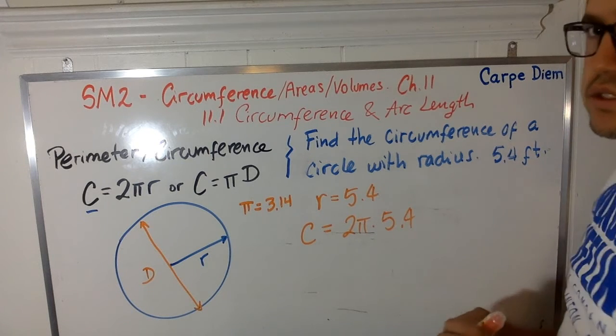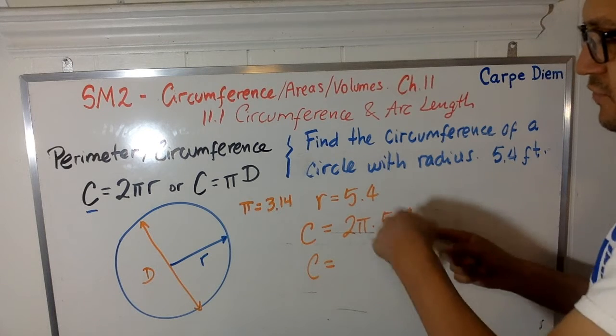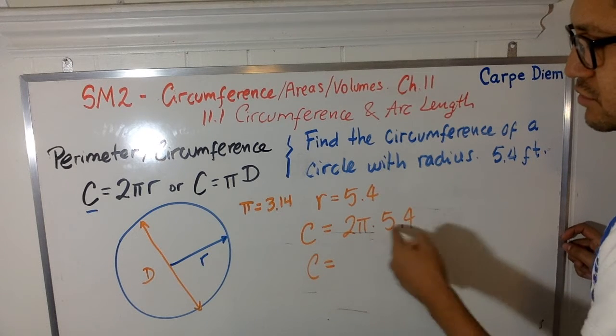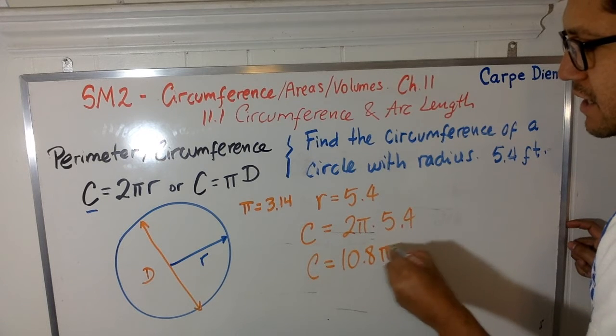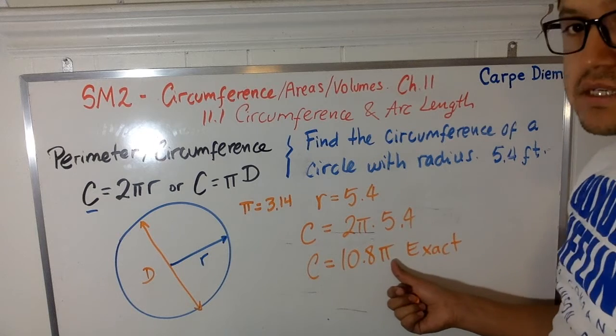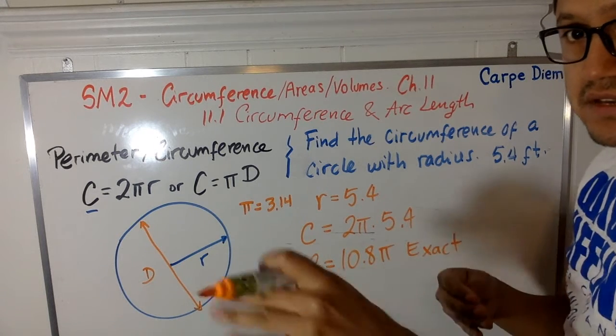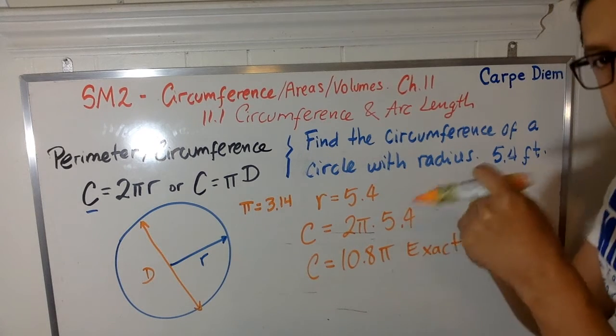All right, so we can do two things. We can give an exact answer which will involve pi, so you just have to multiply 2 by 5.4, which is 10.8 pi. This is the exact answer. Pi is an irrational number, which means that it has an infinite number of decimal places and we will never finish writing that number.